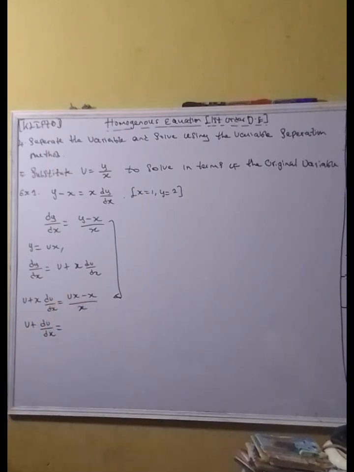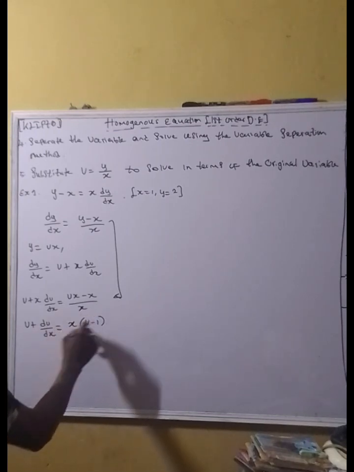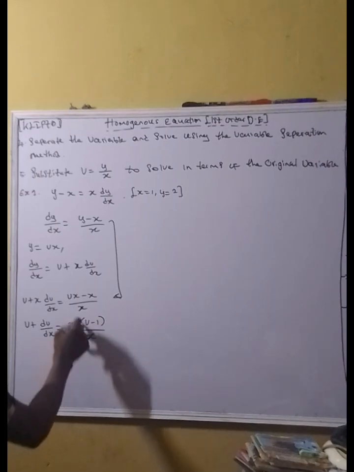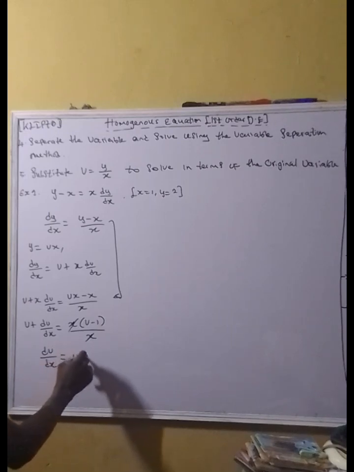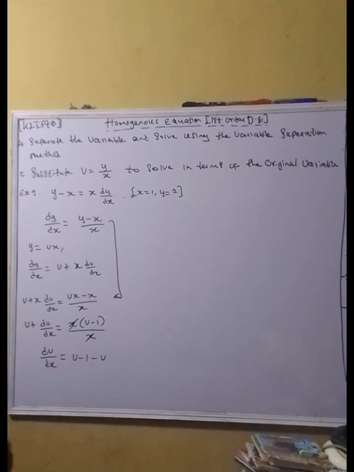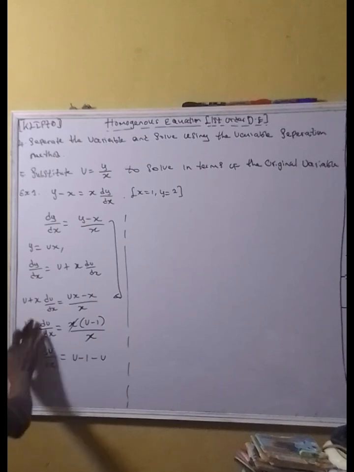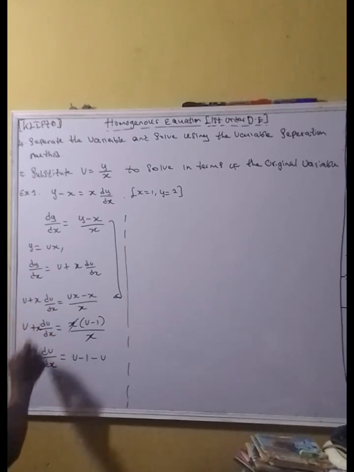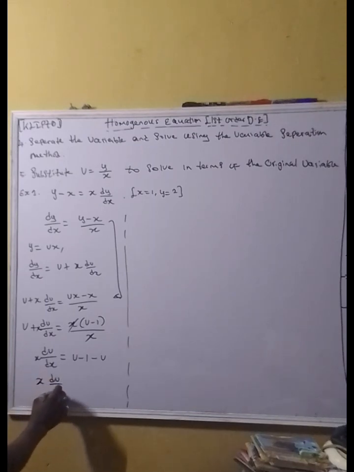vx minus x. You can factorize this: you have x into bracket (v minus 1), over x. So this cancels out. Then you have v plus x dv over dx being equal to v minus 1. Are you with me? So do not forget your x. Please hope you are following the steps. Then you move the v to the side here. So at this point, you have x dv over dx being equal to negative 1. Are you with me? So this cancels out this.